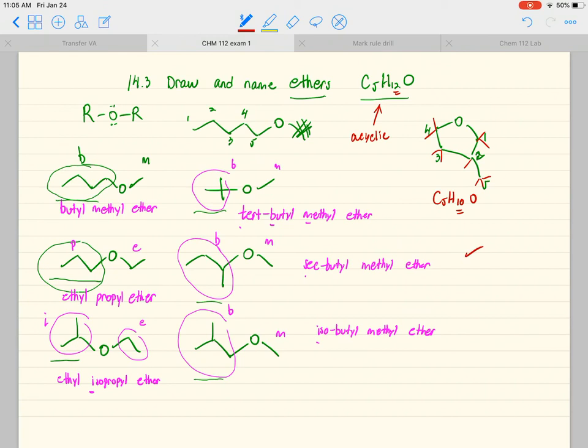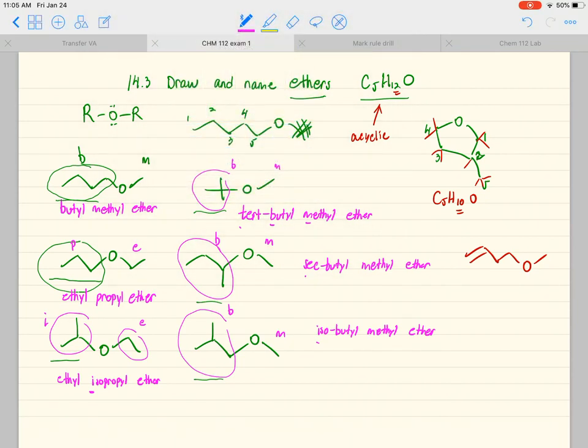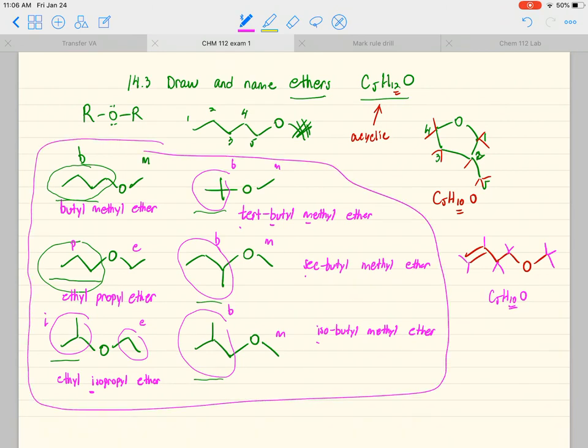Also, you might be thinking, well, what about something like that with a double bond? And the same situation arises. If you count the hydrogens, there's 1, 2, 3, 4, 5, 6, 7, 8, 9, 10. And so there's no unsaturation in the ether, okay? They're just acyclic aliphatic ethers. And these are the drawings, and that's how you name them.